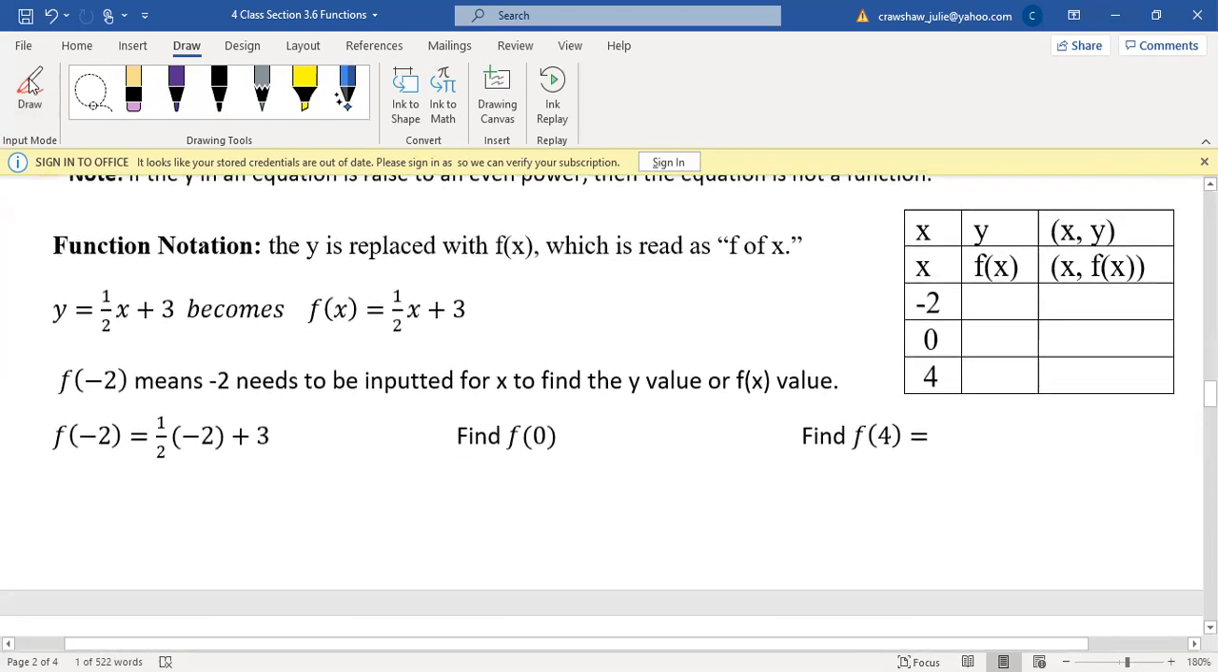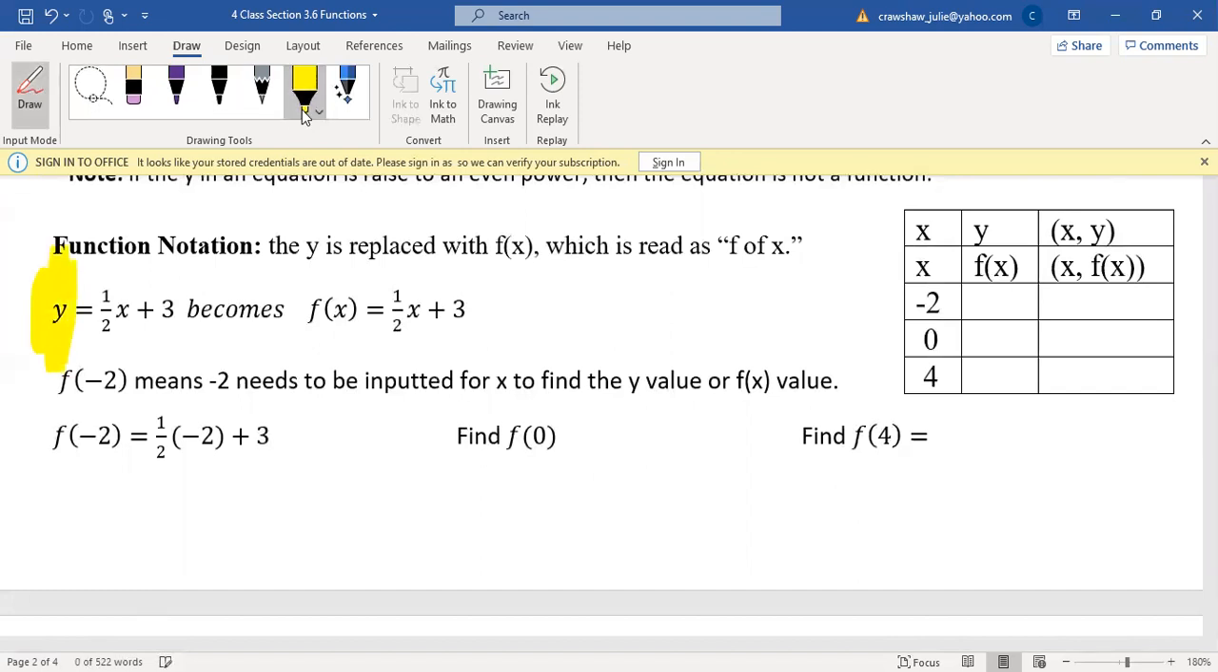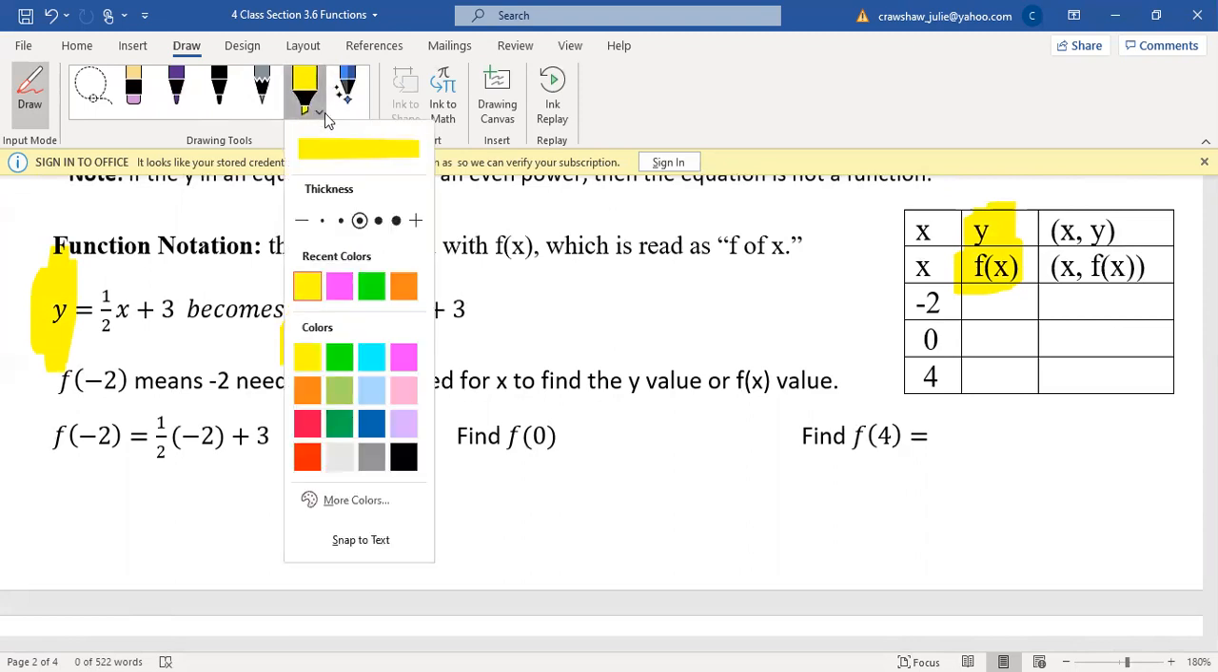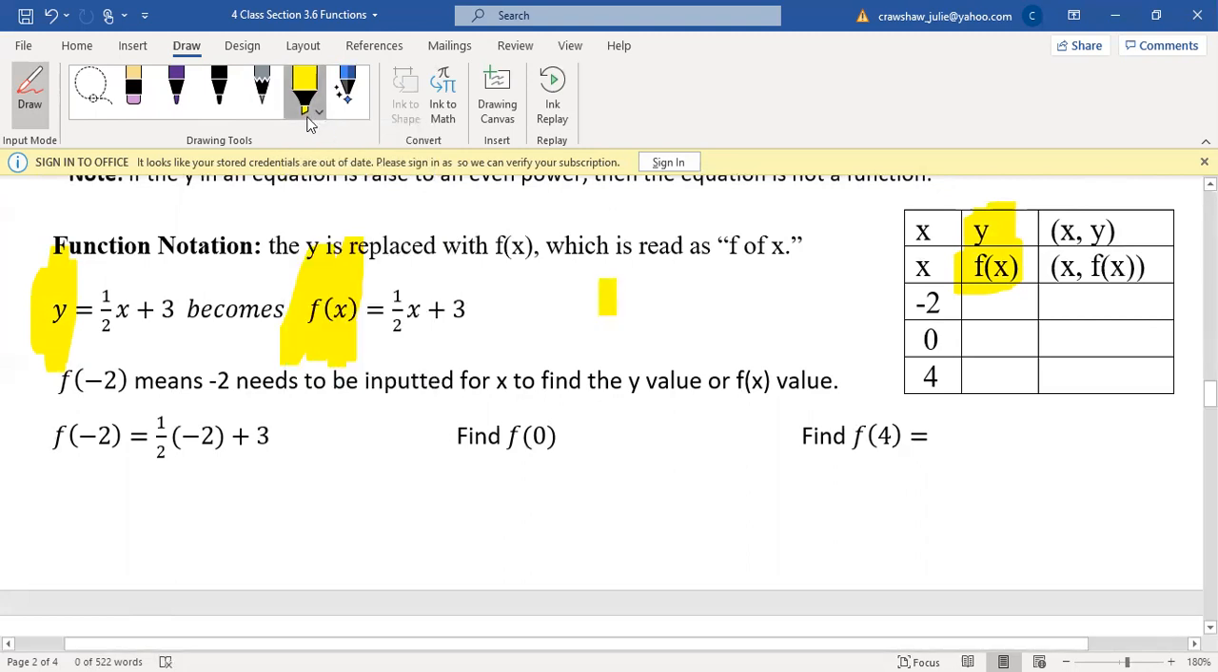Okay, function notation. In mathematics, we like to write equations as functions. So what does that mean? It simply means replacing the y value with an f of x, which represents function. So instead of writing y, we write f of x. And when I want to solve for my y, when I have it in function notation, I just write whatever my x value is inside the parentheses.